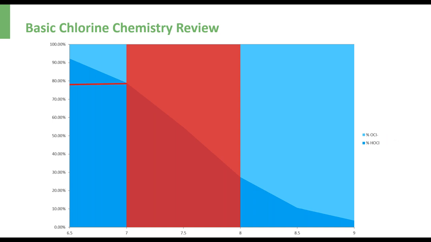Now, if you just change pH by one factor, going from 7 and increasing it to 8, it almost flip-flops, where only 30% is actually going to be your hypochlorous acid, your stronger oxidizer. But no matter what happens to the pH, you're still going to show one part free available chlorine. So this is really predominantly important when you're looking at wastewater treatment plants in a contact chamber.